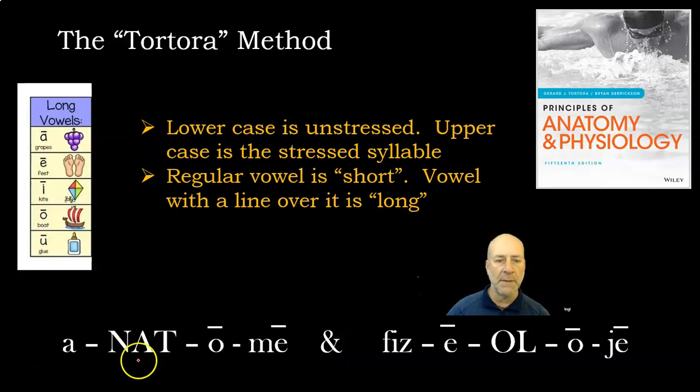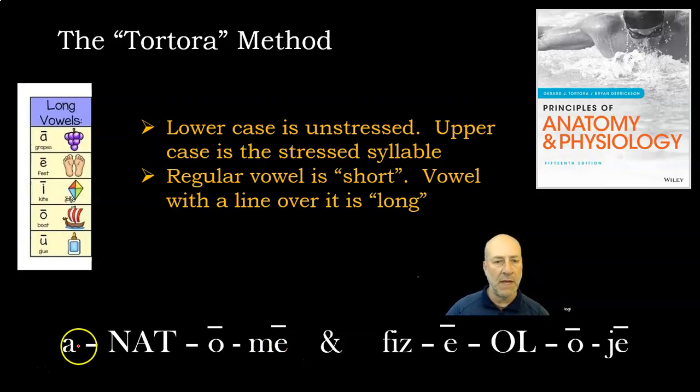If you look down at the bottom, I've got anatomy and the way the Tortora method would write out anatomy. If it's a lowercase, the A at the beginning, the O in the 3rd syllable, and the me in the 4th syllable, that's not stressed. It can only be stressed if it's an uppercase, so the nat is stressed. So anatomy, okay? Over here on the right is 5 syllables, physiology. The phys, the E, the O, and the G are not stressed. It's the all. That's where the accent comes. Physiology.